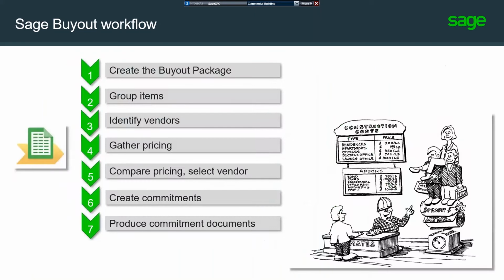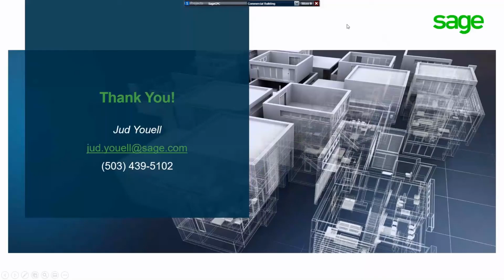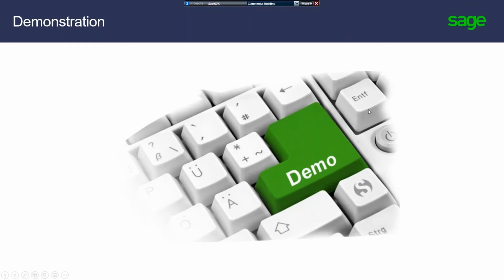So this is the process we're going to follow. We are going to create a buyout package, which is basically an empty work file if you're used to the old buyout. We're going to group items, identify vendors, gather pricing, compare the pricing, and select the vendor. We're going to create commitments and produce those commitment documents. So that's the process that we will follow here this morning. And with that, let's take a look.